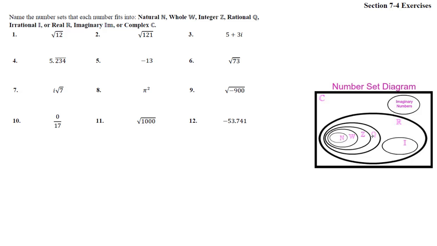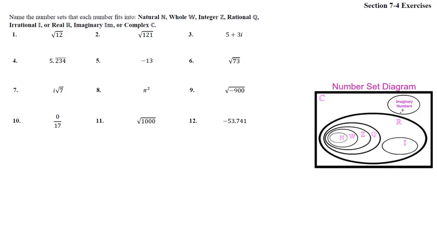The Q is the rational numbers. That's all the fractions inside the real numbers. Here are the imaginary numbers over here. So if you're rational, you're not irrational, but you are real. And that's what we had back in chapter 1.